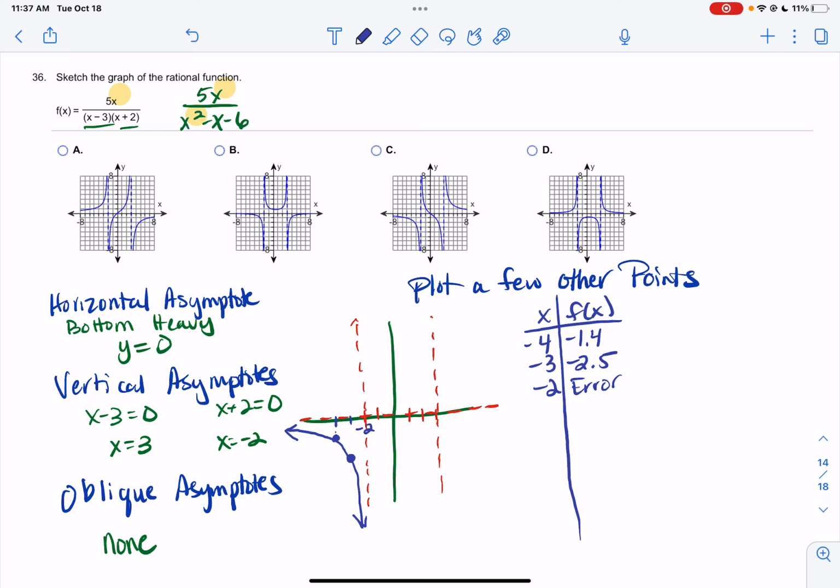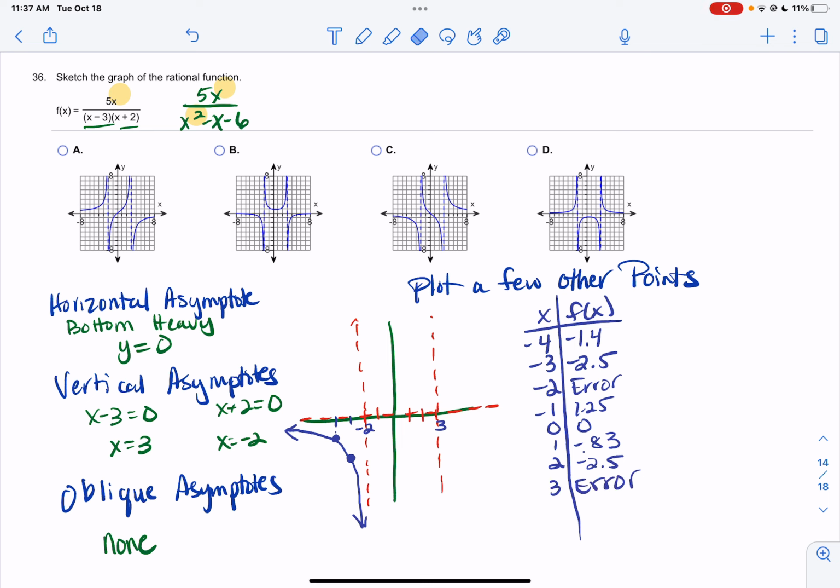Now let's look at what's happening between negative 2 and positive 3. So let's choose a few points between those, like negative 1, 0, 1, and 2. If you plug in negative 1 into the original function, you get 1.25. Plug in 0, you get 0. Plug in 1, you get approximately negative 0.83. And you plug in 2, you get approximately negative 2.5. But if you were to plug in 3, you would get an error.